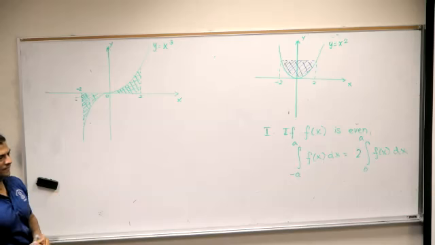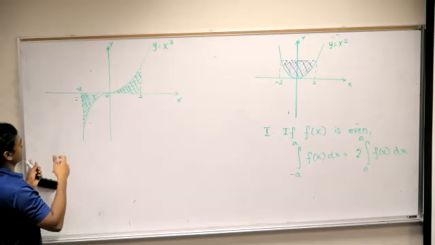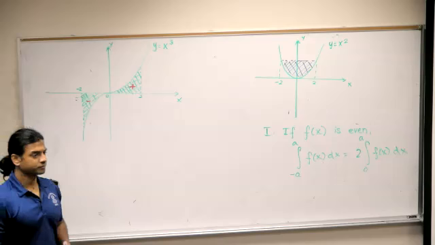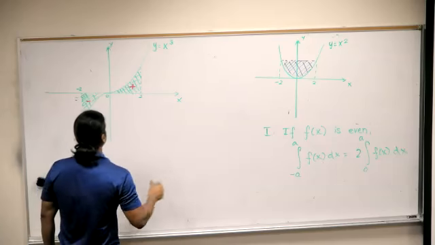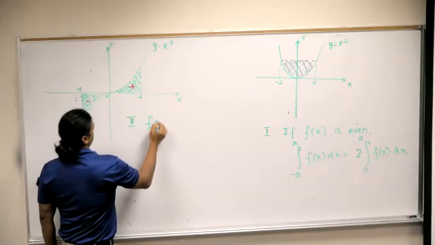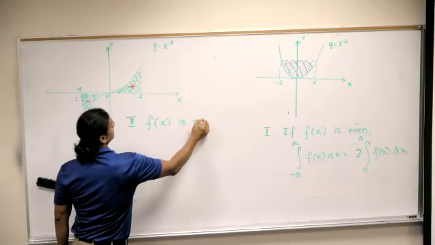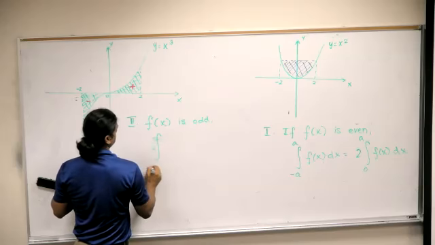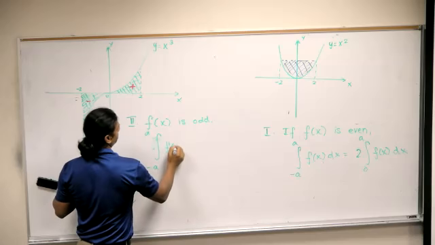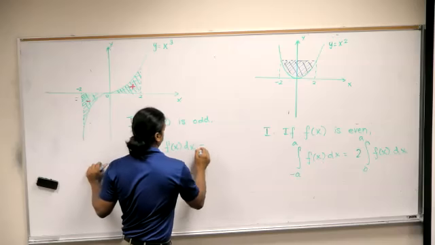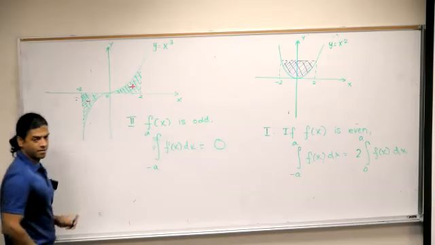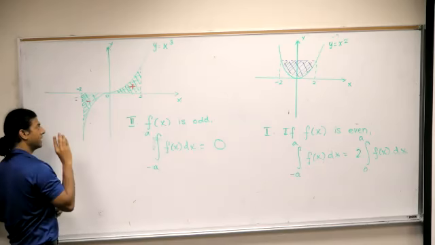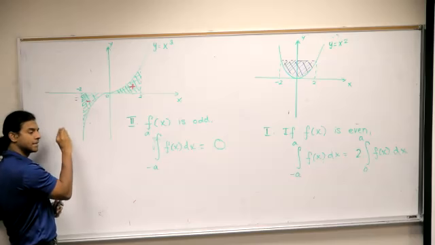Correct. One is negative, the other is positive. The thing is, the area can't be negative or positive. Hold on, I'm not done yet. If f of x is odd, then the integral from negative a to a of f of x dx would be 0. The reason being, the area on this side would get rid of the area on that side.